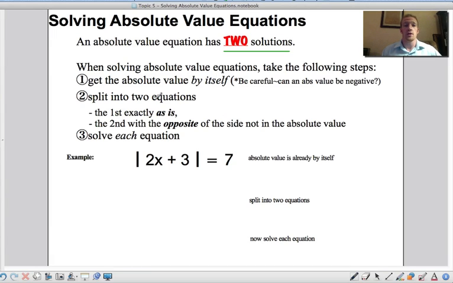So you've got to first get the absolute value by itself. That's the first step. That may be done for you, it may not be. Then you split it into 2 equations. One is exactly as is. The other has the opposite of the side that's not in absolute value. Then you solve each equation. Alright, so here's a little example. It's already isolated. There's absolute value and there's nothing else outside it on this side. So I make 2 equations.